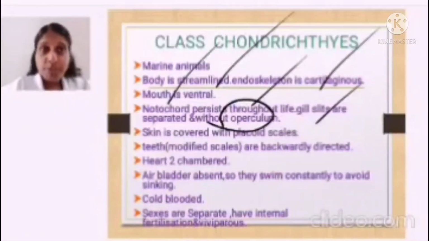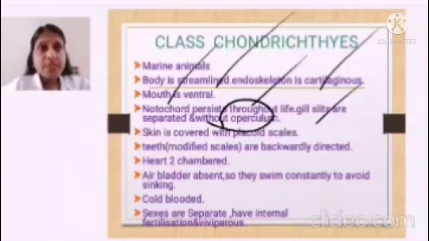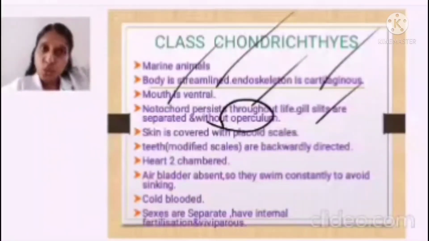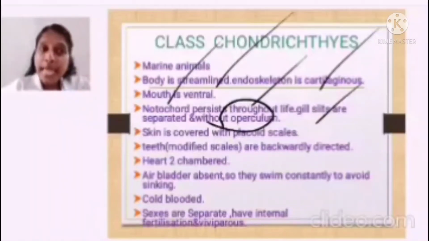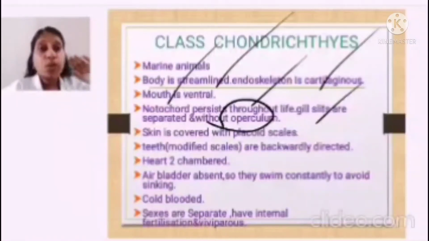Then heart is two-chambered heart. Okay, one auricle and one ventricle. Air bladder is absent. There is no air sacs present within these fishes, so they have to keep swimming, because if the air bladder is there, they can rest for some time. Why they can rest for some time? Because if they are resting, this air bladder will not allow the fish to get drowned in water. They will be floating. But in case of this air bladder is absent, they have to swim most of the time in order to keep them floating, so that they don't sink in water.